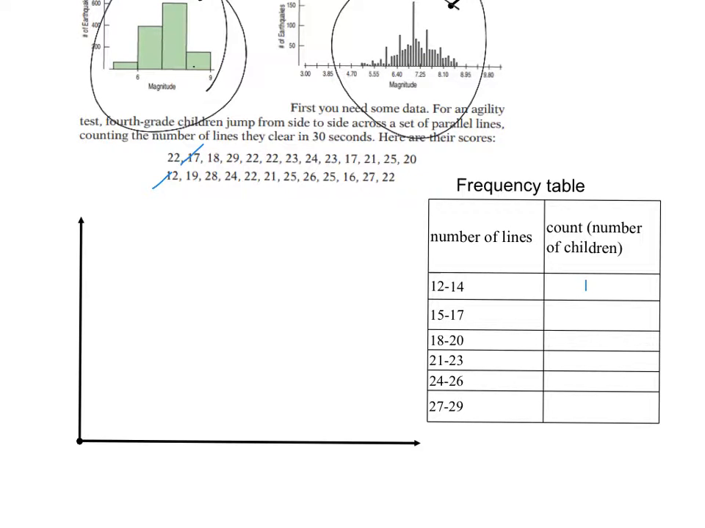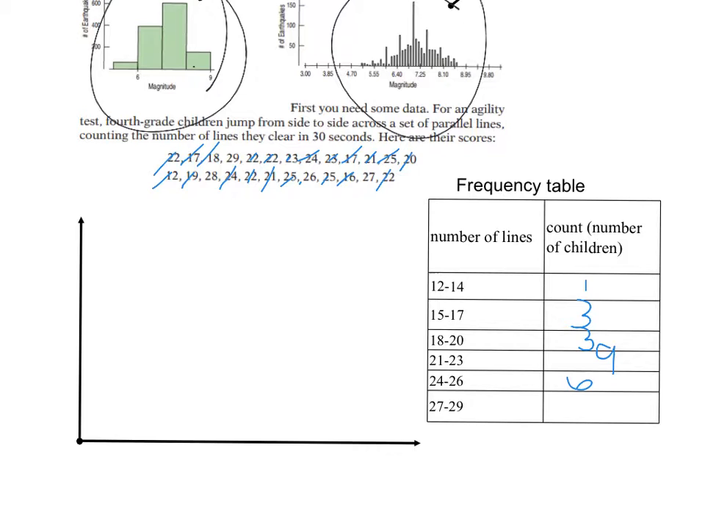15 to 17, we have 1, 2, 3. 18 to 20, 1, 2, 3. Okay, so 3 again. 21 to 23 is 1, 2, 3, 4, 5, 6, 7, 8, 9. Woo, there's a lot of those. Seems to be a common standard. 24 to 26, we got 1, 2, 3, 4, 5, 6. 6 of those. And then 27 to 29 are the champions of this fitness test.